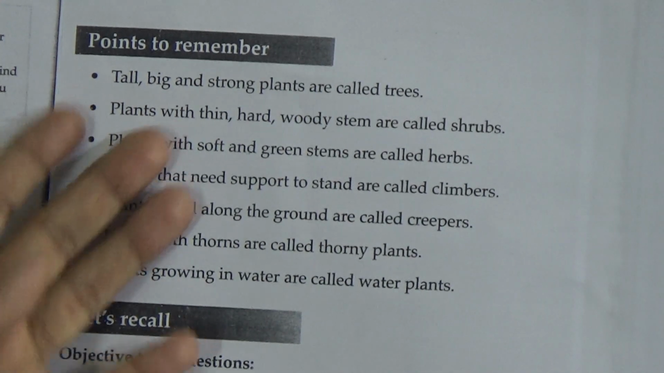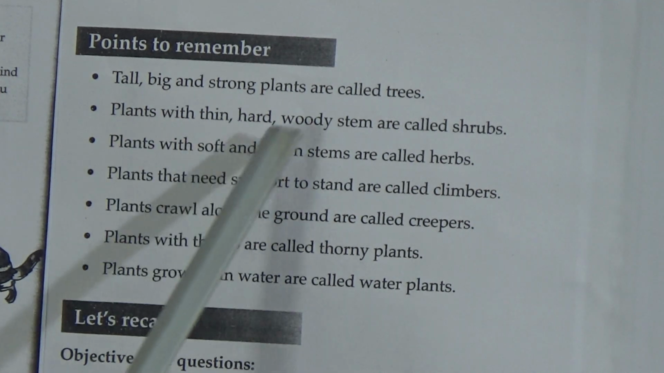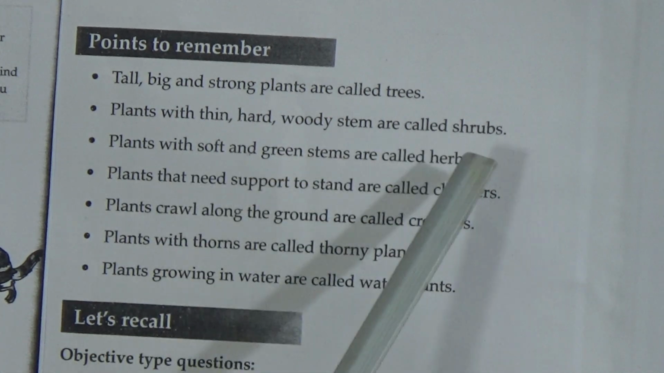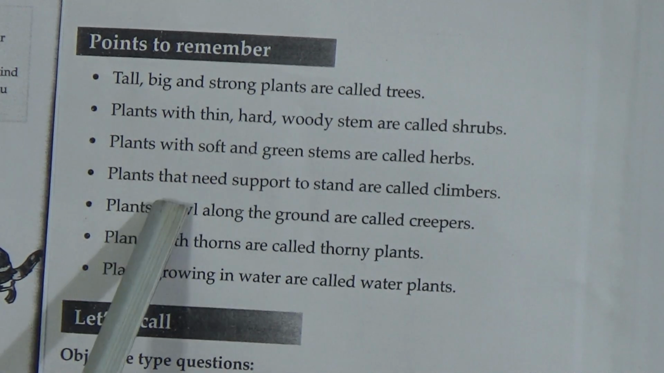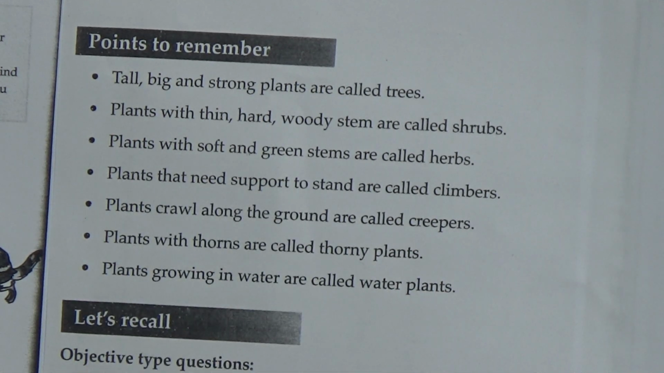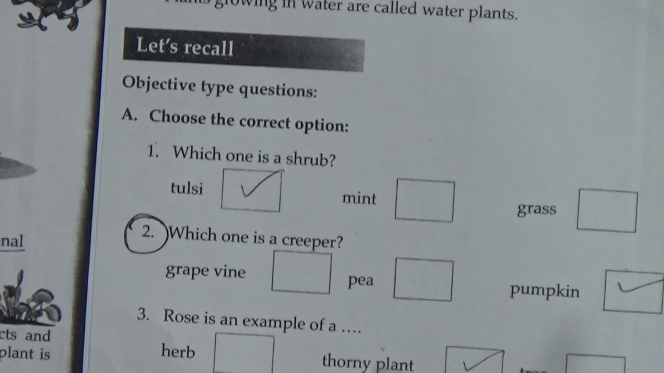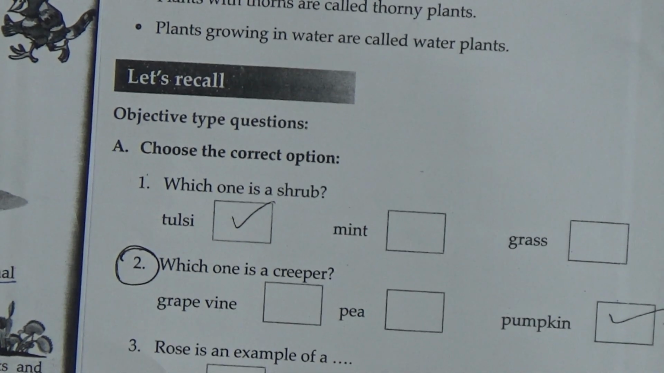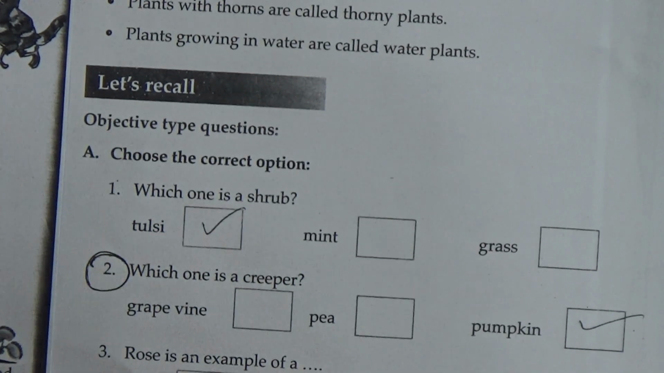So, the plants which have a tall, big and strong stem, we call them trees. Plants with a thin, hard, woody stem, we call them shrubs. Plants with soft and green stems are called herbs. Plants that need support to stand are called climbers. Plants that crawl along the ground are called creepers. Plants with thorns are called thorny plants, and plants that grow in water, we call them water plants. Now, after reading this chapter, we learned different types of plants. My dear students, now we do the exercise.